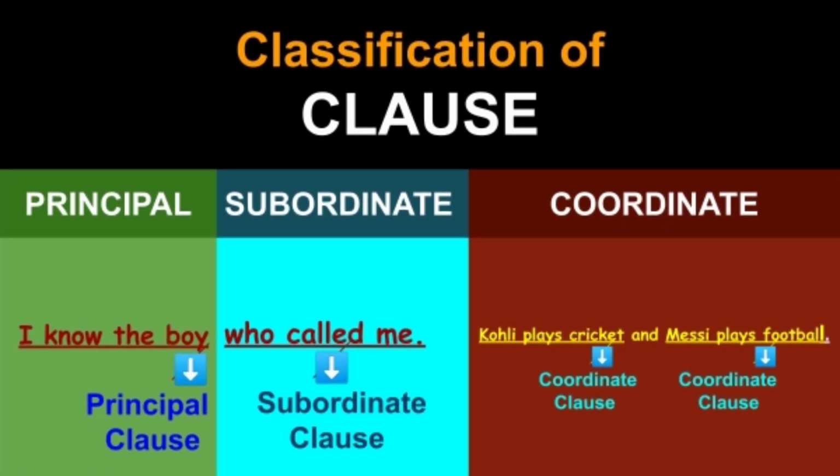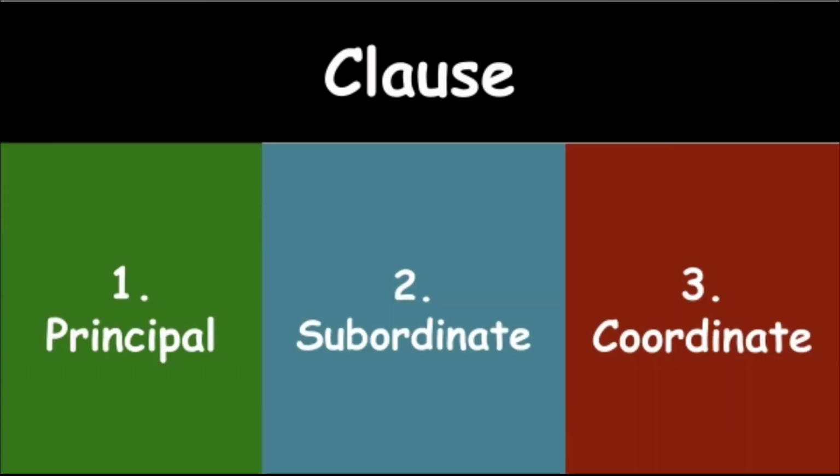Before we finish, let's have a quick recap. Clause can be classified into three categories: principal, subordinate, and coordinate. In my next video, I am going to discuss subordinate clause and its types, noun clause, adjective clause, and adverbial clause. I hope I have clarified your doubts about clause and its types in this video.